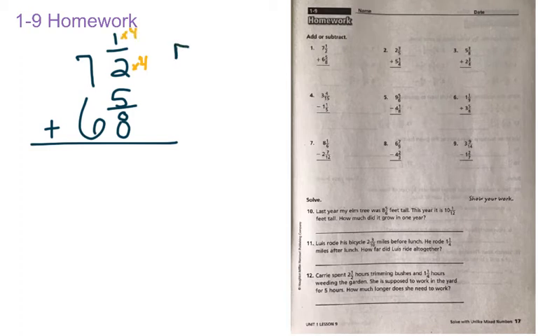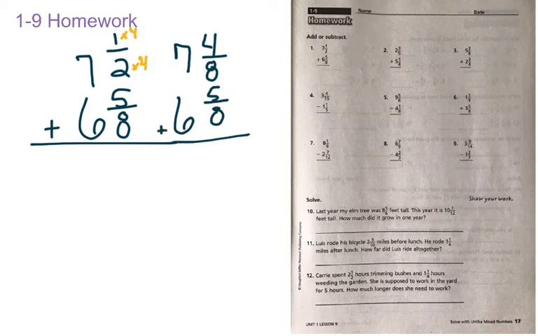So our whole number stays the same, 7, and then we have 4 times 1, which is equal to 4, and 2 times 4, which is equal to 8, and then we're going to add it to 6 5/8. Now 4 plus 5 is equal to 9. Our denominator stays the same, which is 8, and 7 plus 6 is equal to 13.